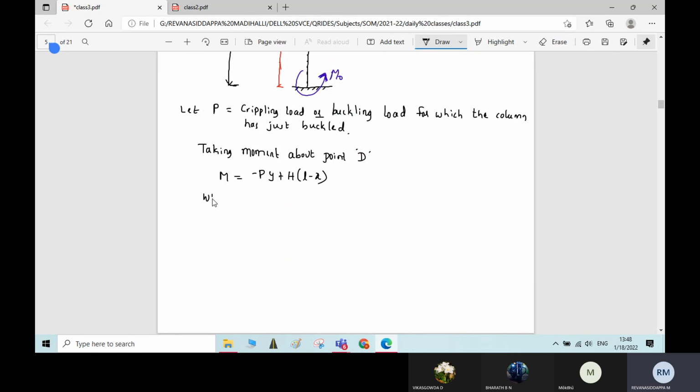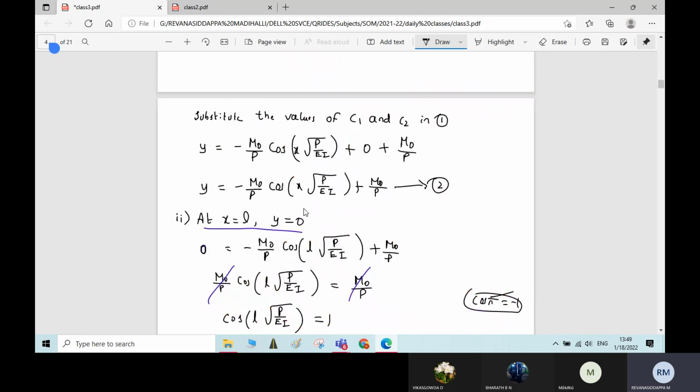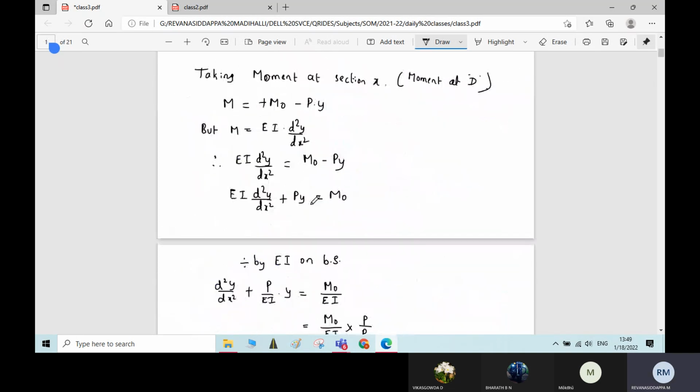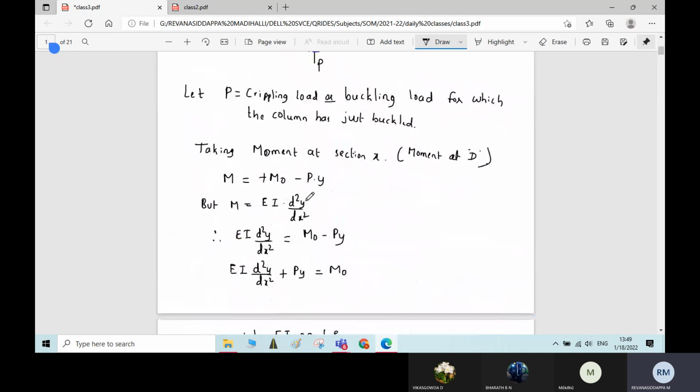And we know that the generalized equation for the moment is given by EI into d square y by dx square. This second step is similar for all the derivations. You can see, we know that M is equal to EI into d square y by dx square.